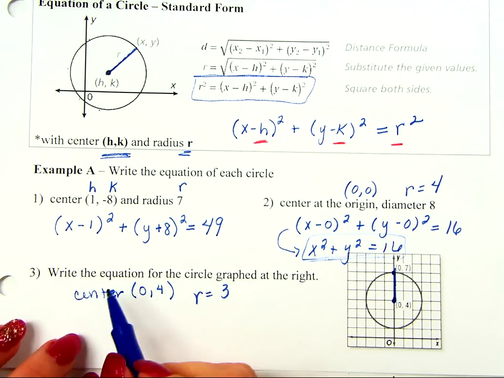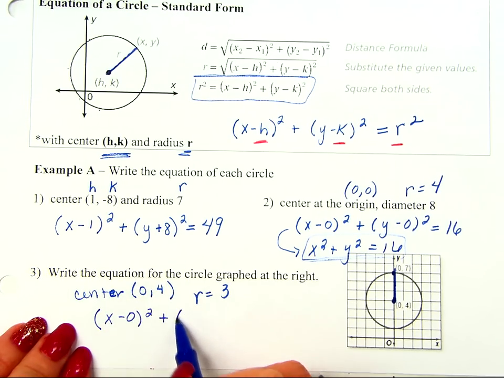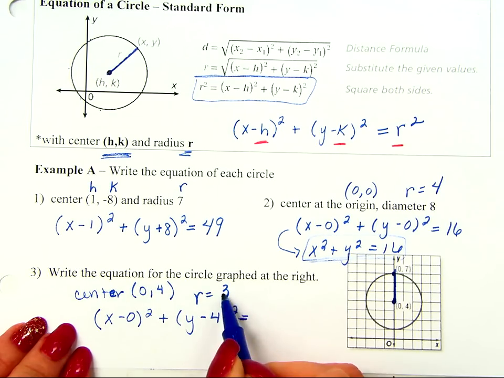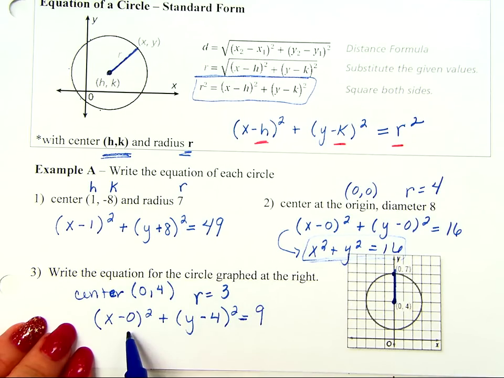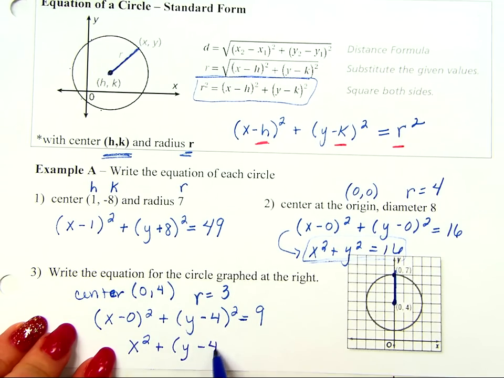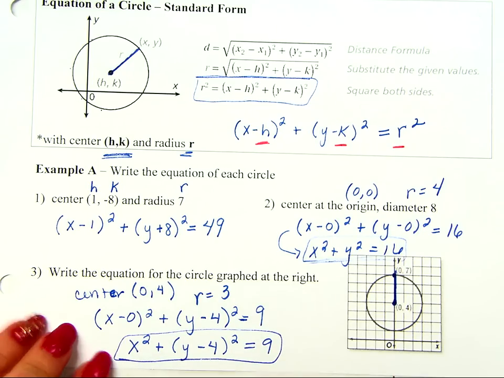And now I just need to substitute in. Again, we're going to have (x minus h) quantity squared plus (y minus k) quantity squared equal to r squared. And again, I'm going to go ahead and square that number. With the 0, I don't have to write that, so this could be simplified by saying x squared plus (y minus 4) quantity squared equal to 9. This would probably be the most simplified.